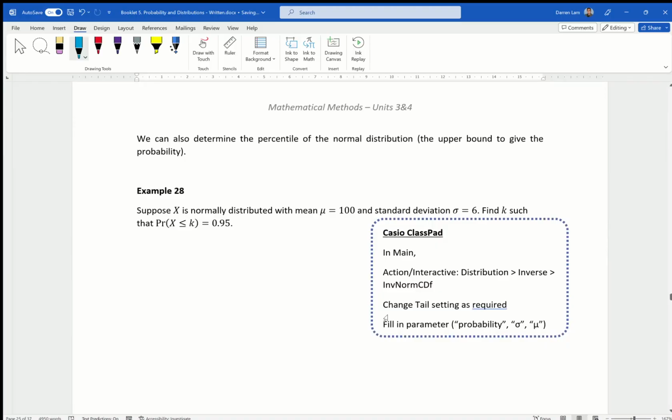We're good? Okay. We can also determine the percentile of the normal distribution. Now this one's a little bit interesting. This is called inverse, right? It's called the inverse normal cumulative distribution function. You don't need to know the name.